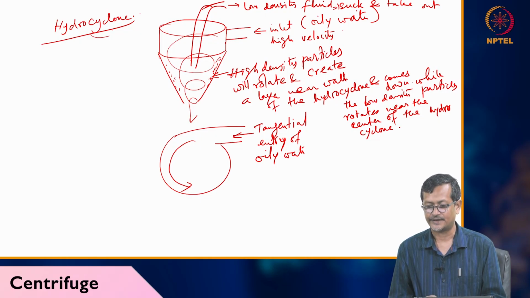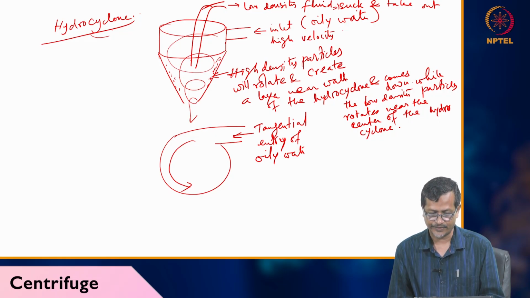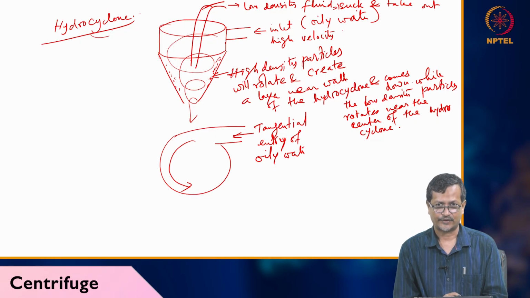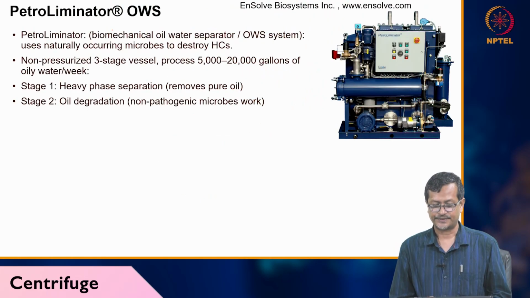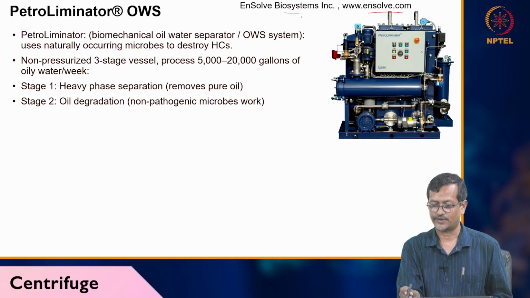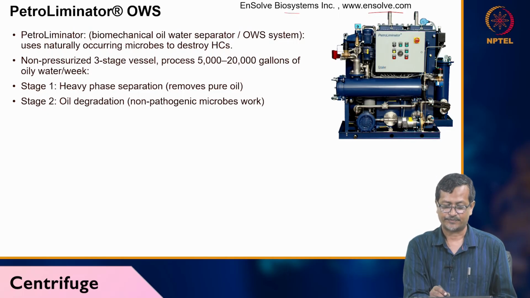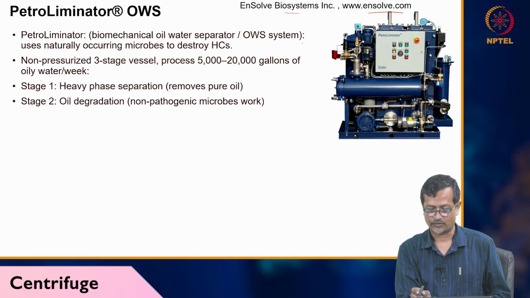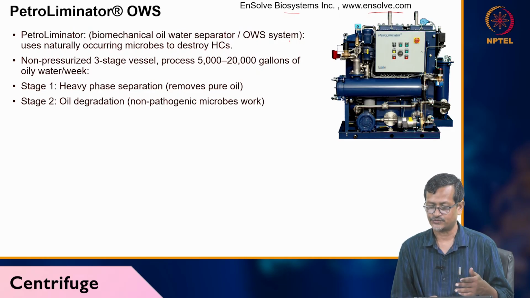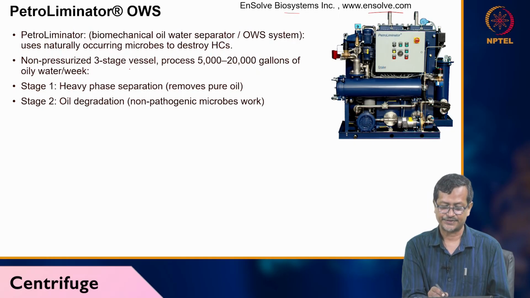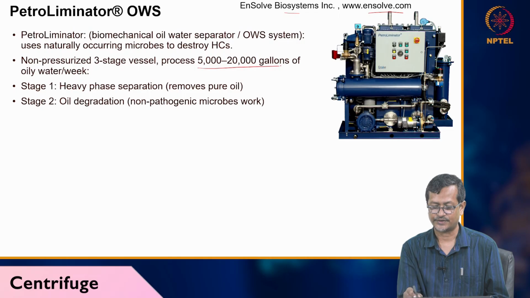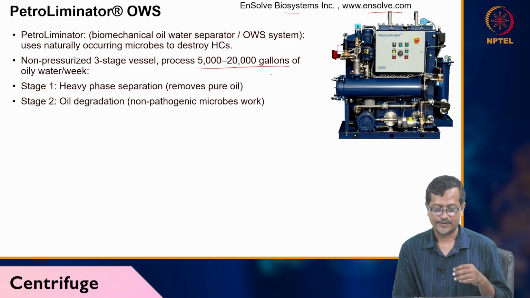You only need an inlet of high pressure or high velocity fluid. So if you have high pressure, high velocity fluid available, then a hydrocyclone can be a very good choice. Now the petroliminator, or OWC, oil water separator. Here I have taken an example from the Ensolve company, their product Ensolve Biosystem. This is a biochemical water and oil separator, and they actually use some chemical to separate. It is a non-precise 3-stage vessel that can process 5 to 20,000 gallons of oil water per week.